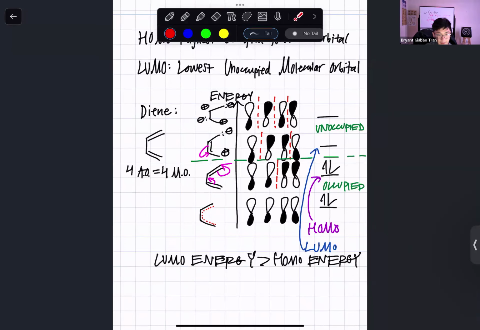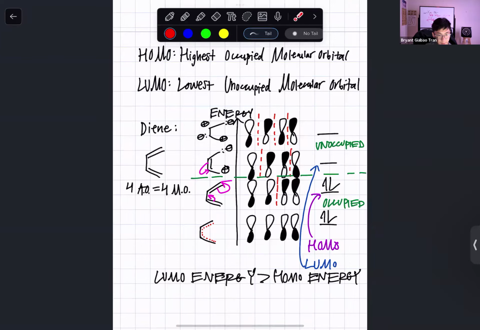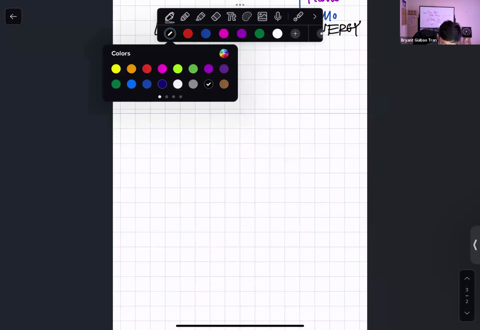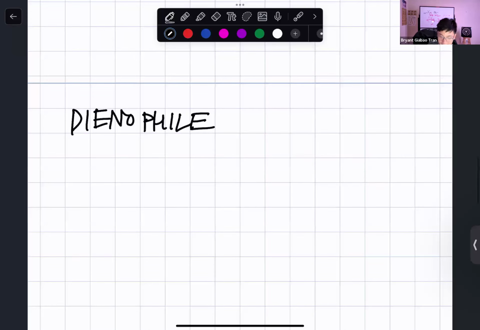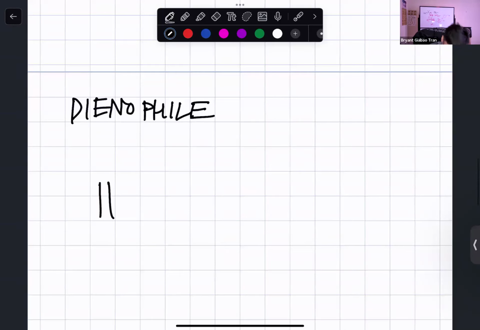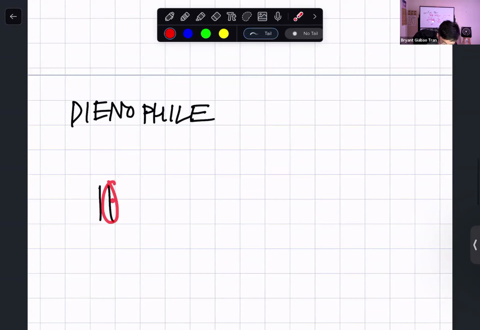So that is the molecular orbital of the diene. Let's look at the dienophile, which is going to be more simple because there's only going to be 2 electrons in the conjugated system. Well, not conjugated system, but two electrons that could do resonance. Right. So let's say we have a simple diene like that. We only see 2 electrons here that can do resonance like that.